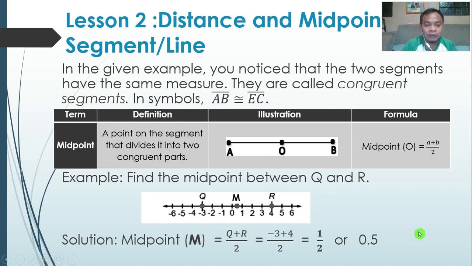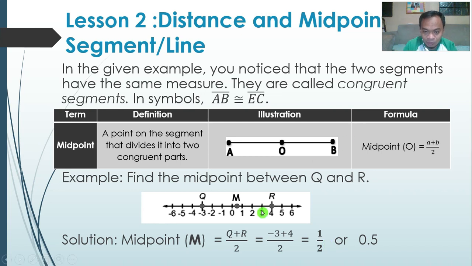So example, find the midpoint between Q and R. So we have here Q and R. Q is negative 3, R is positive 4. So let's substitute that one. So we have here the formula. Q plus R. So negative 3 yung coordinate ni Q, plus 4, which is the coordinate ng R, over 2. So simplify. Negative 3 plus 4, that is 1. Okay? Then divide 2 or over 2. 1 divide 2, that is 0.5.